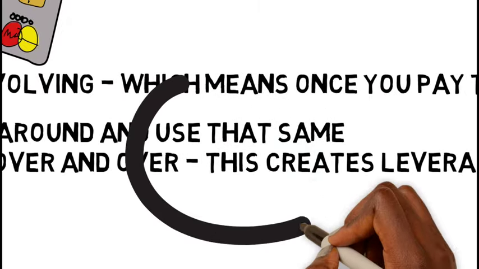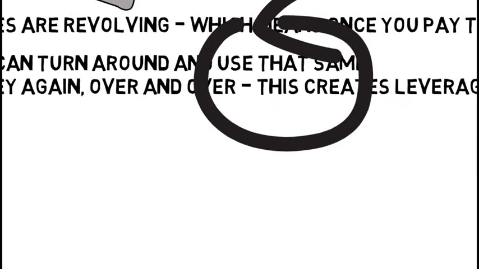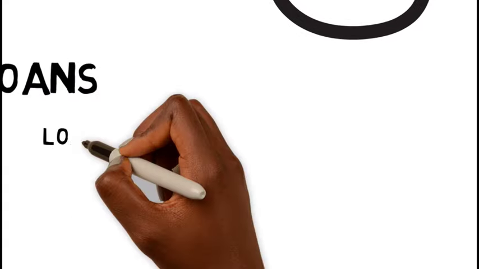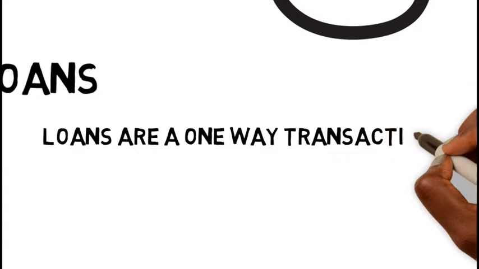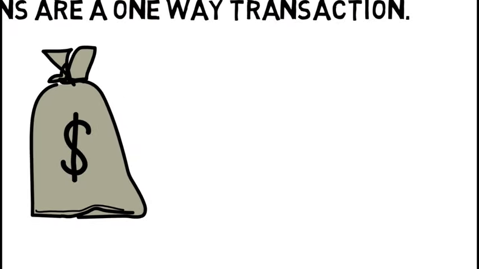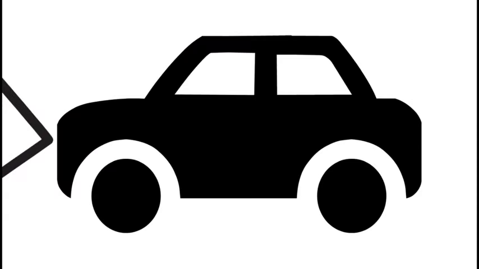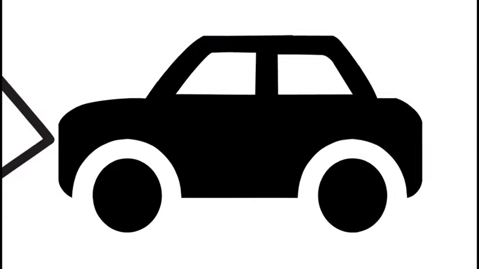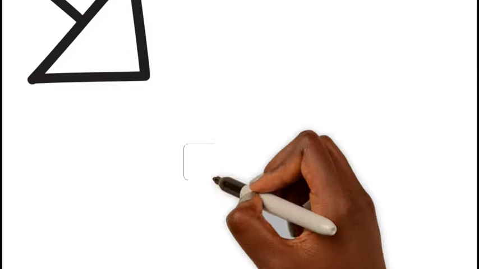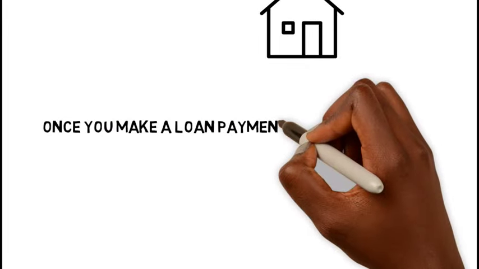Now, let's take a look at loans. A loan is a one-way transaction, right? Let's say you have some money and you want to pay it into your car loan. You send your $300 monthly payment or $600 monthly payment to your car financing company, and that money's gone. Same thing with your mortgage. You pay your $1,200 a month for your mortgage, and you send that off to the bank, and that money's gone.